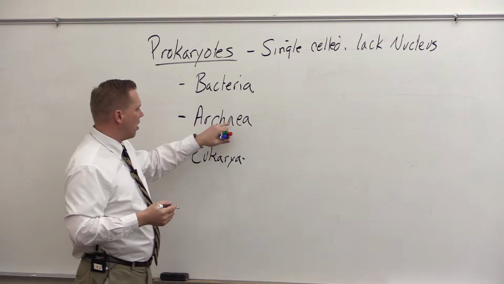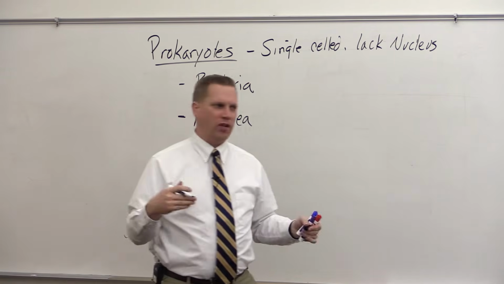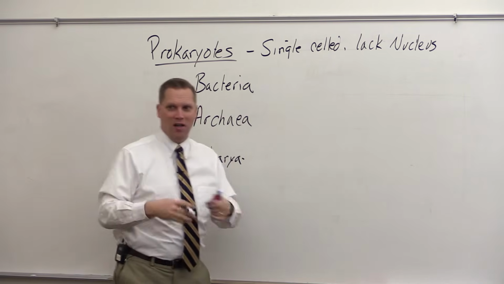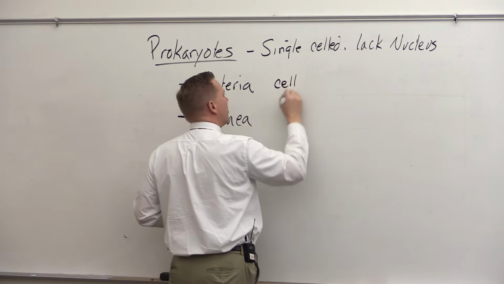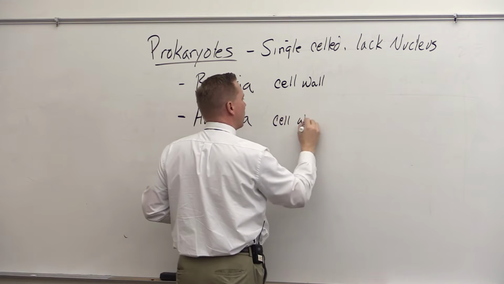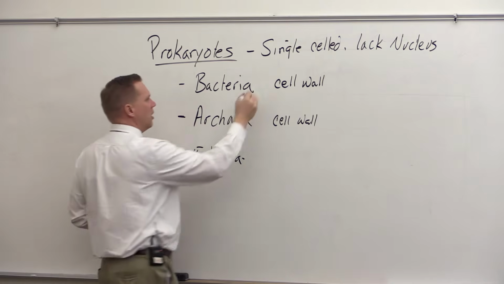As we started to look at them, again from the outside, these look very similar to each other. It was as if they were the same organism. So they're small, they're single-celled. Both archaea and bacteria have the presence of a cell wall. We'll talk about the cell wall more a little bit later in the lesson.